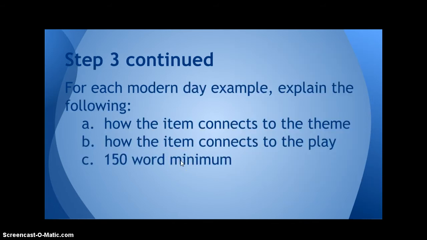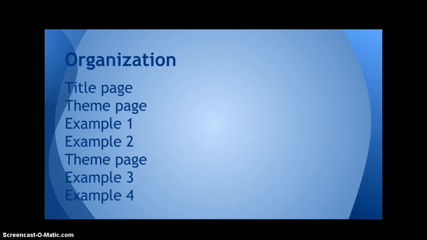Step 3 continued. For each modern day example, you have to explain the following. How did the item, how did the book, how did the poem, how did the song connect to the theme? So how does it represent greed? How does it represent betrayal? And then you have to explain how it connects to the play. How is it similar to the theme in the play? And each one of these needs to be 150 word minimum for each modern day example. So each of the 4 examples must be at least 150 words.